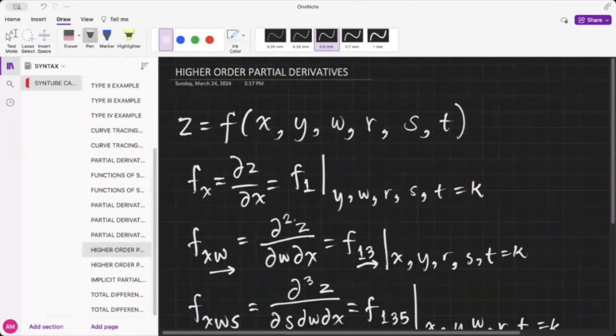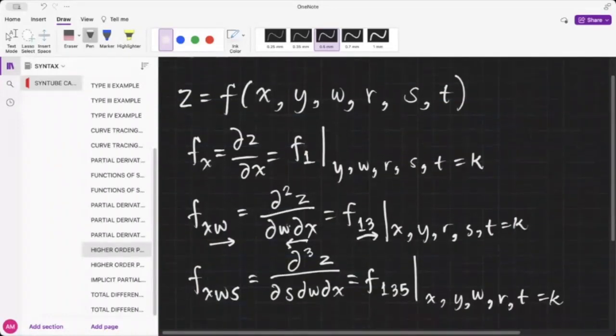Ito, d squared of z kasi second derivative na. Ito naman, from right to left siya. So, di ba unang kinuha mo with respect to x, then with respect to w? So, mahuhuli yung x, then, ito, mauna yung dw dito. So, let's apply it for the last time.